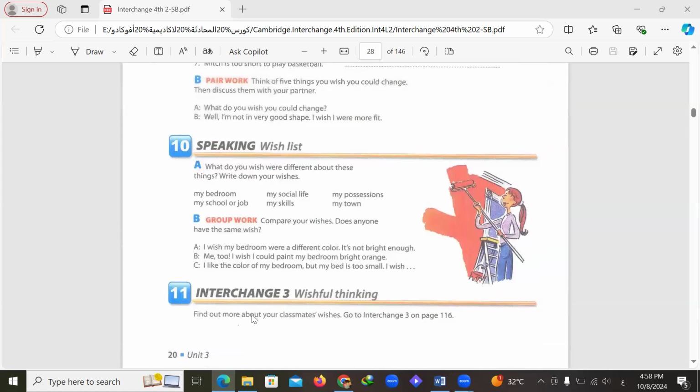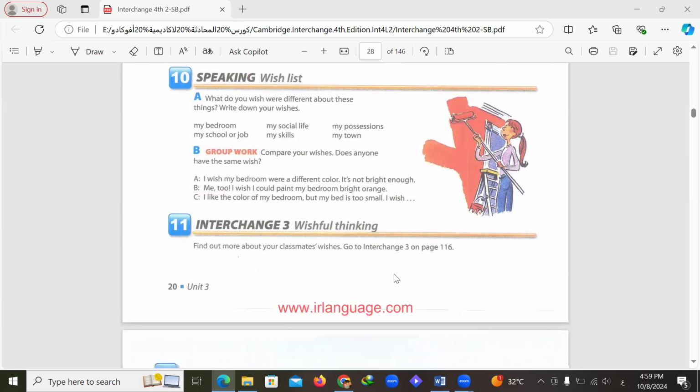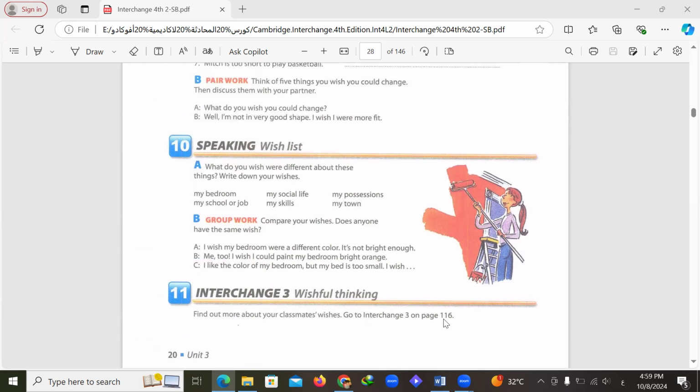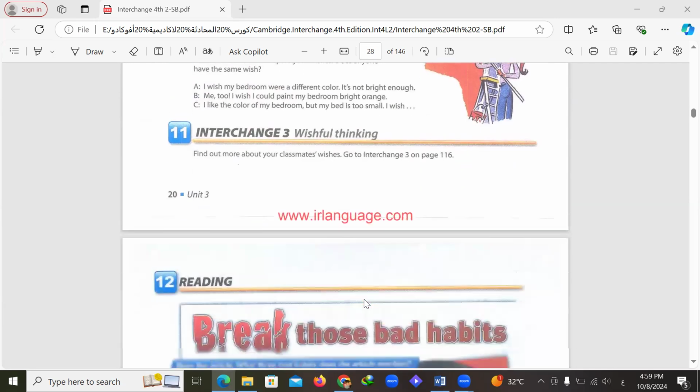Speaking, it's our speaking part. As you know, we have our live sessions to practice speaking together at Avocado English Club. We will speak about a wish list. Prepare a list of wishes about your bedroom, your school or job, your social life, your skills, your positions, your town, and tell us about your wishes using those expressions. Expressions help you to express wishes. If you need more exercise, you can go to page 116 for Wishful Thinking.